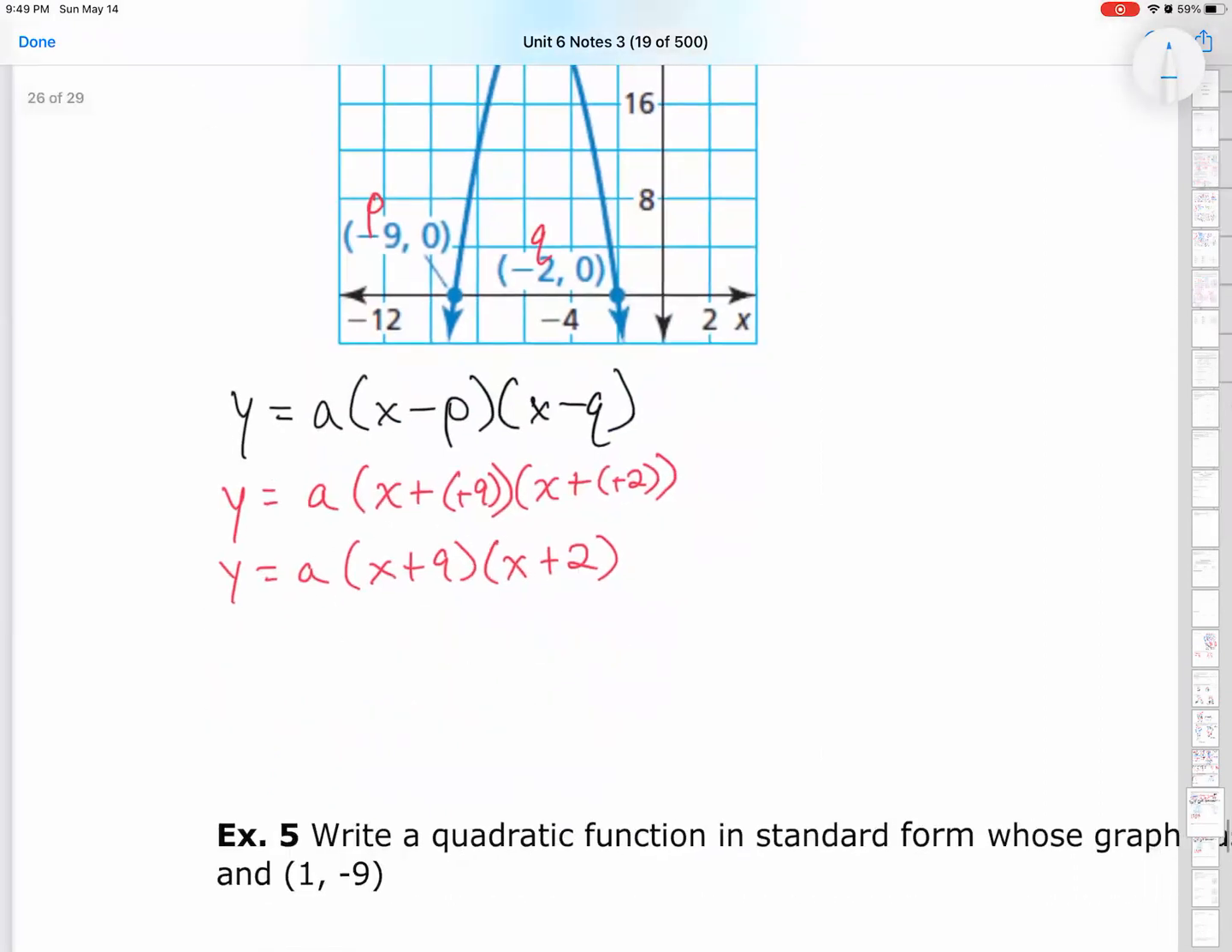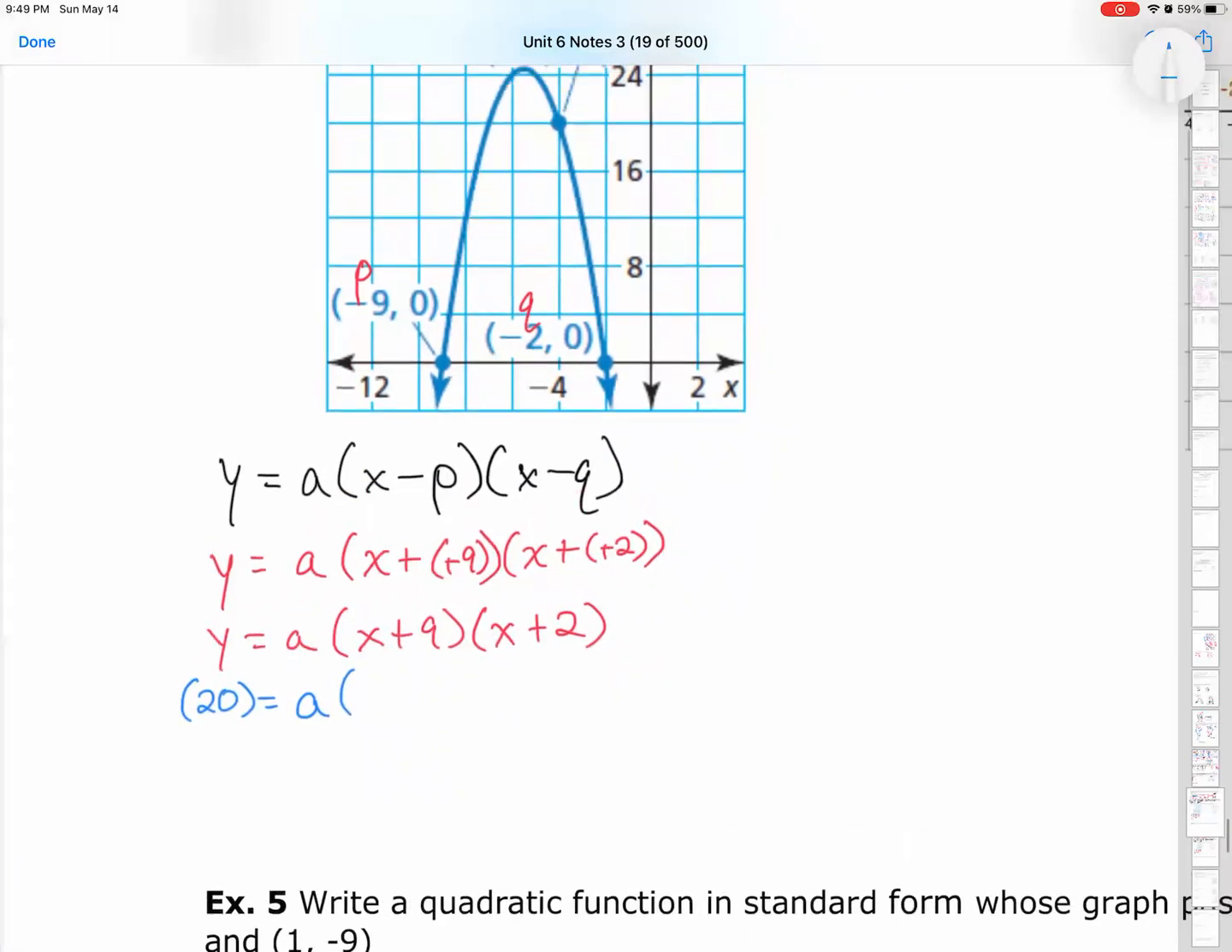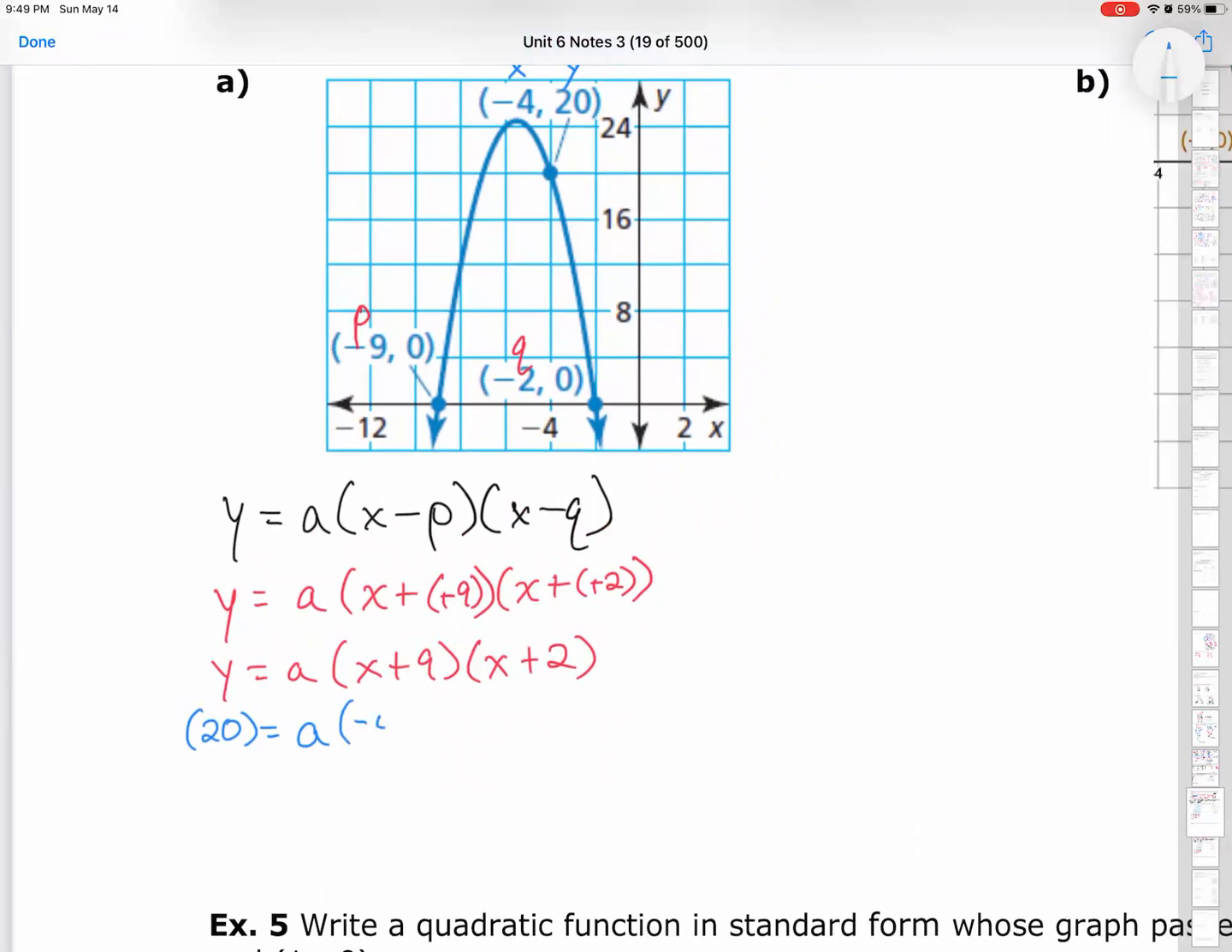form. And so when we do that, we have 20 equals, we currently don't know what a is, so we're going to leave it as a, but we do know what the x value is. Again, that's -4 that we're dumping in. Plus 9, and then for the other one, -4 plus 2.